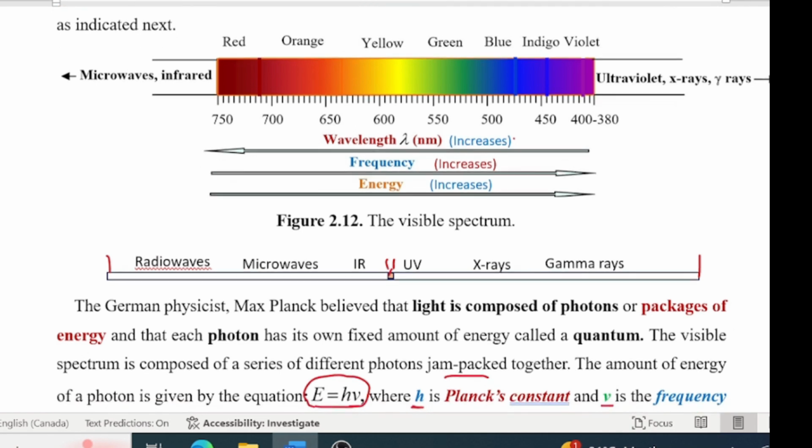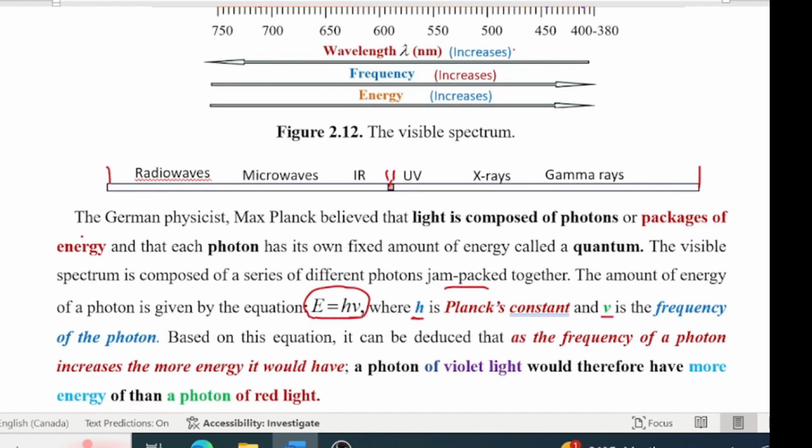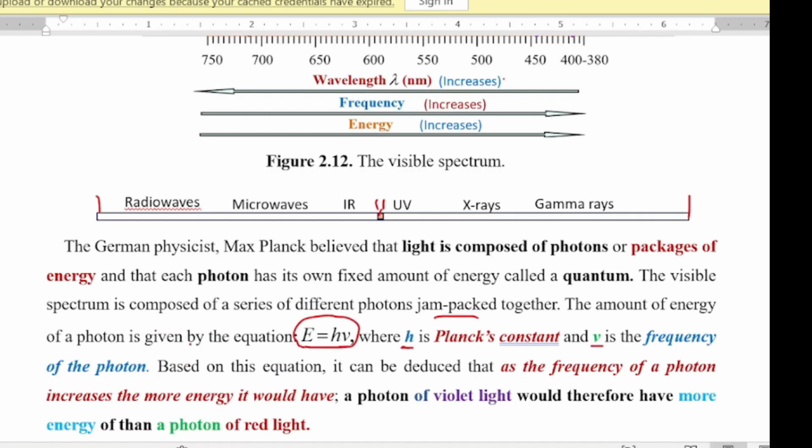Now, one or two little things about the visible spectrum that's important for us. I'm going to read that and then explain. The German physicist Max Planck believed that light is composed of photons or packages of energy, and that each photon has its own fixed amount of energy called a quantum. The visible spectrum is composed of a series of different photons jam-packed together. The amount of energy of a photon is given by this equation here, where h is Planck's constant and v is the frequency of the photon.